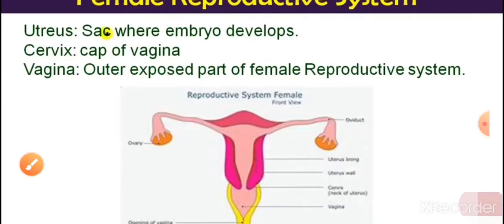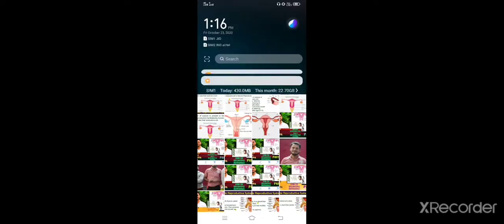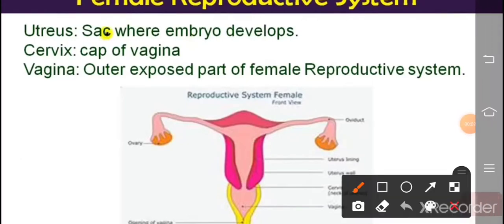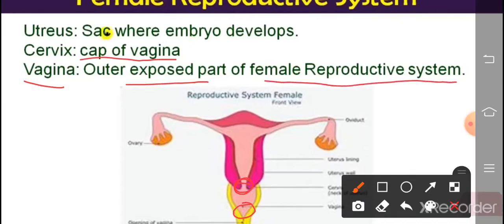And this is the cervix portion. This small opening is called the cervix. The cervix is also called the cap of the vagina. And this is your vaginal portion. What is the vagina? The vagina is the exposed part of the female reproductive system, which helps in childbirth.